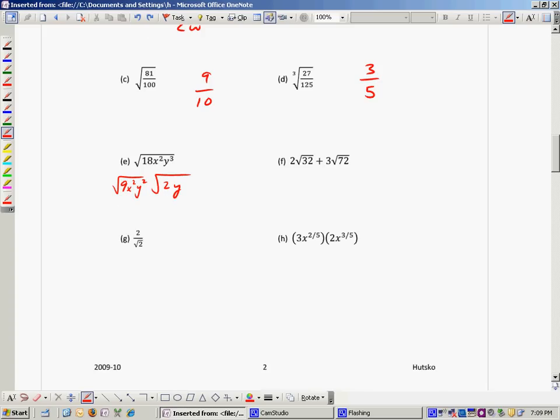18 is 9 times 2. X squared is a perfect square already. And then y cubed is y squared times y. This whole radical simplifies, and you're left with 3xy times root 2y.